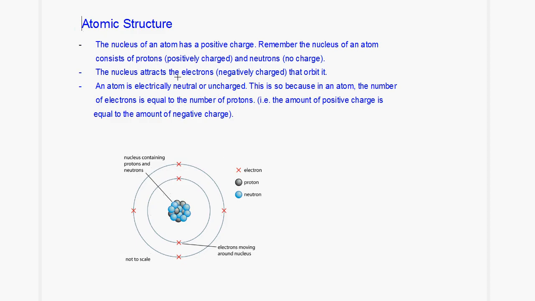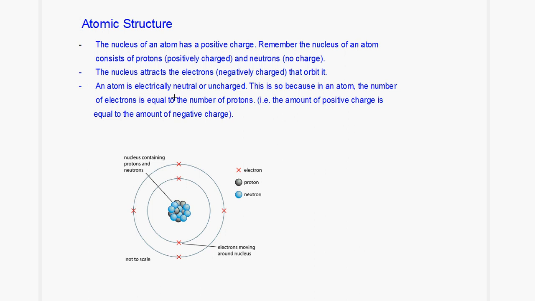Now, recall that within the nucleus we have protons and neutrons. We know that neutrons have no charge on them, but a proton has a positive charge. This means that the nucleus of an atom has a positive charge. The nucleus attracts electrons which are negatively charged around it. So this force between the nucleus and the electrons is what produces the centripetal force required to keep the electrons moving around the nucleus.